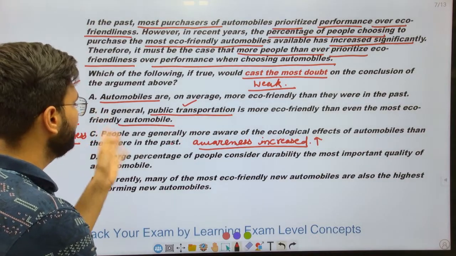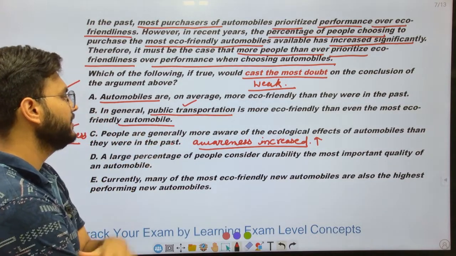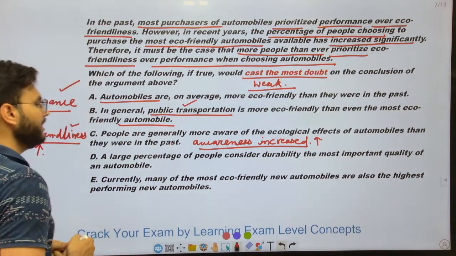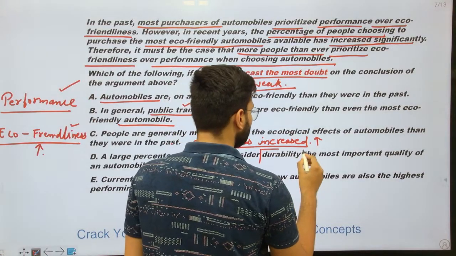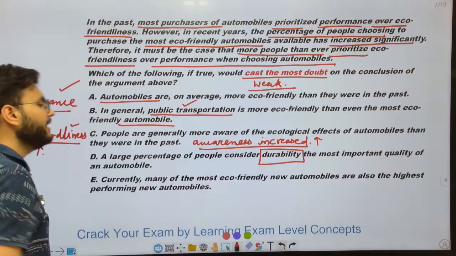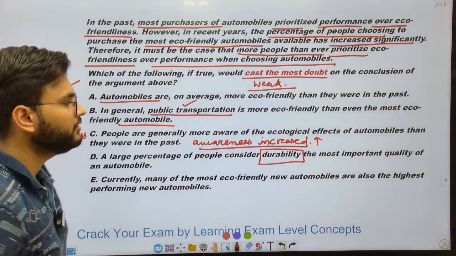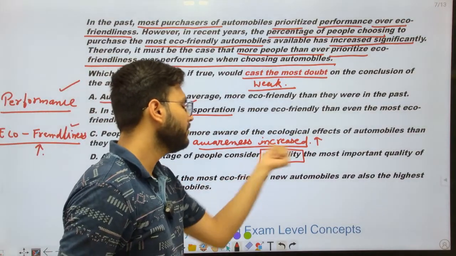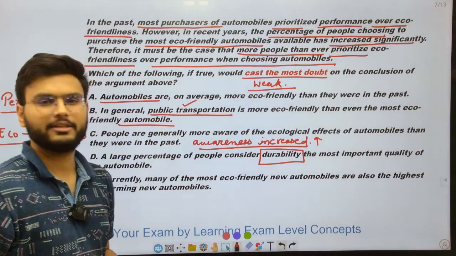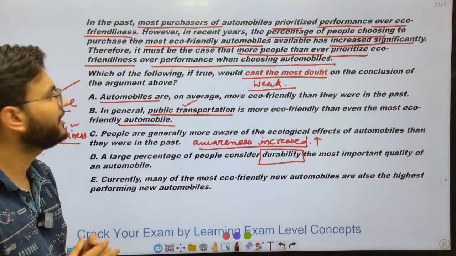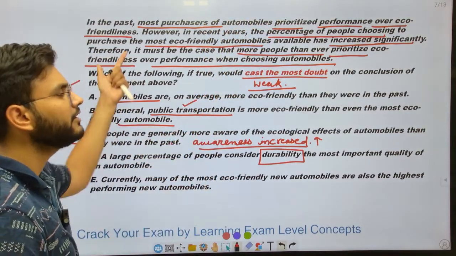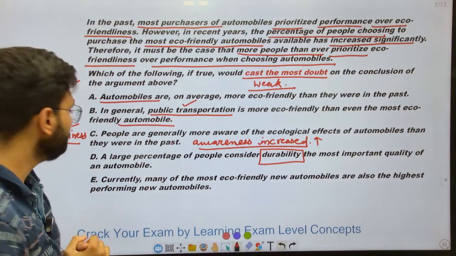Option D. A large percentage of people consider durability the most important quality of an automobile. Now again you have introduced a new factor. Here we are talking about performance and eco-friendliness. You are introducing a new factor that a large percentage of people consider durability. All right, they consider durability. It is possible that then also this situation which the author is saying could be true. It does not counter the author's claim.